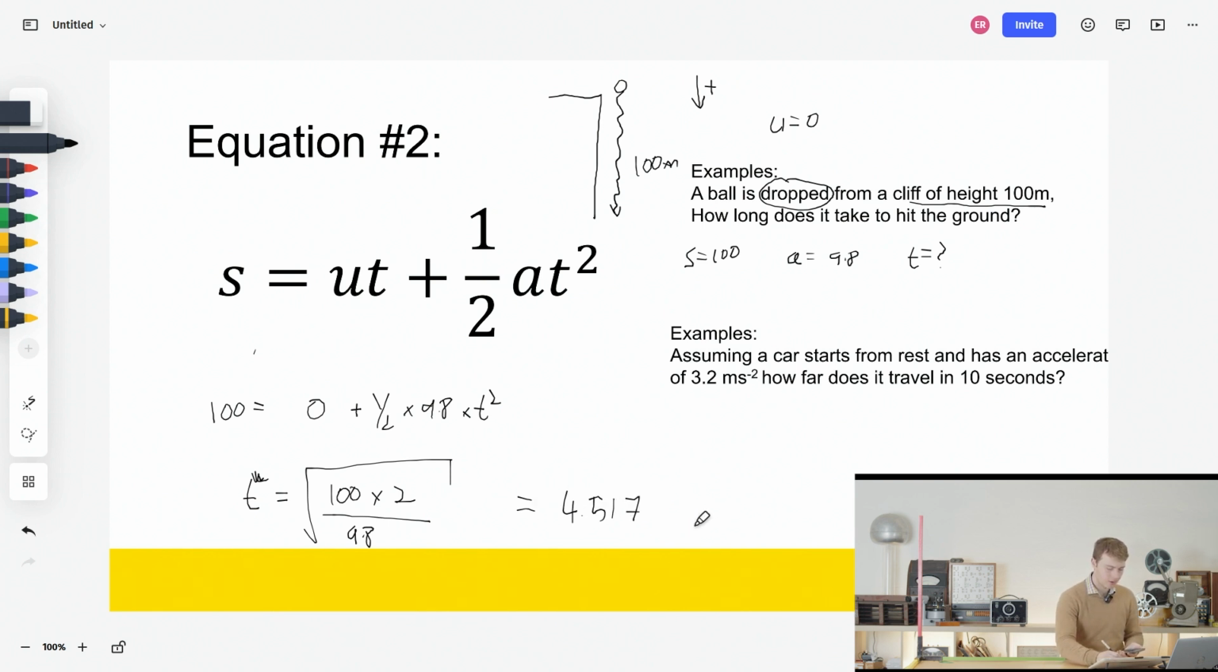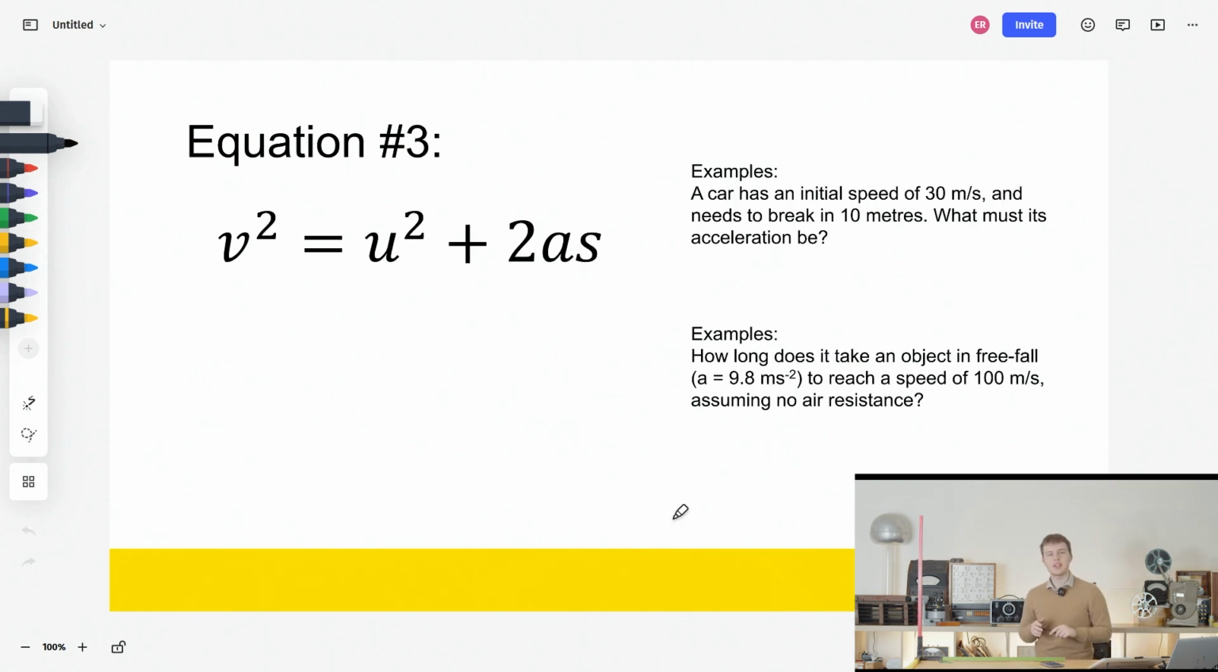.517 seconds. Now, I put too many decimal places there, but that's fine. Okay, and now for our third and final equation: v squared equals u squared plus 2as.